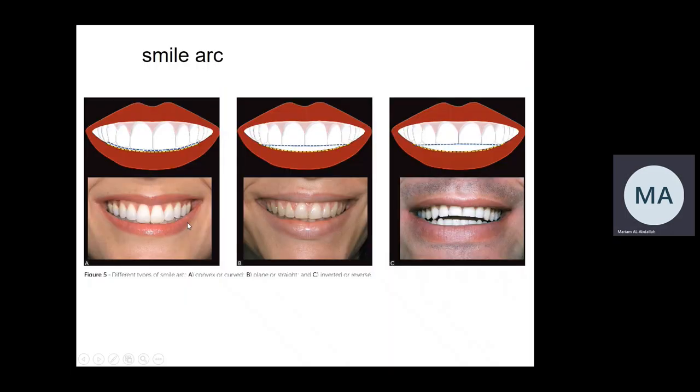So the smile arc is a normal smile arc where we have a certain curvature that follows the curvature of the lower lip on full smiling, or a straight smile, which is sometimes acceptable, or sometimes we can have a reversed smile arc.